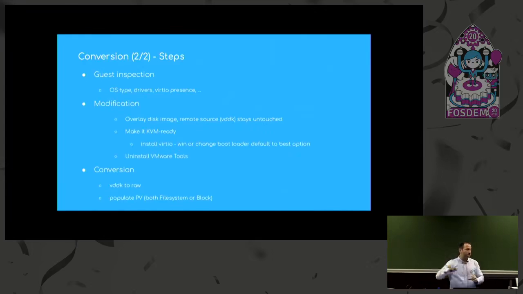The source disks are never touched, but there's an overlay disk being created, backed by the remote disk somewhere, and the modifications include especially potentially uninstalling VMware tools because they will not be needed anymore. If needed, installing the VirtIO drivers, especially on Windows, or checking the kernels which are potentially there for the versions of drivers, and selecting the best combination, especially from the perspective of the VirtIO.